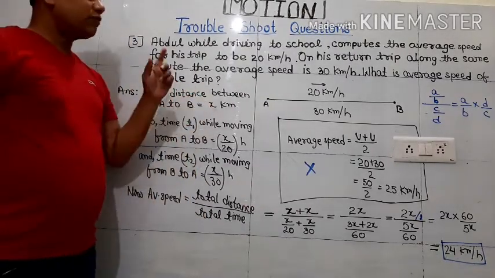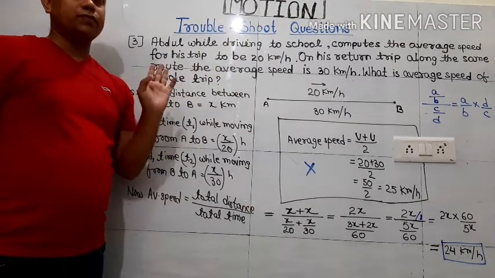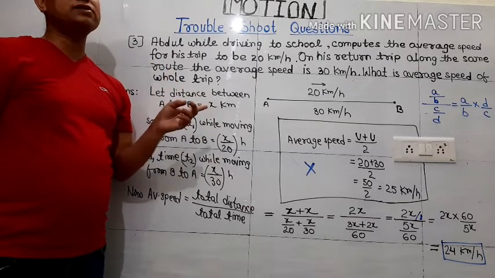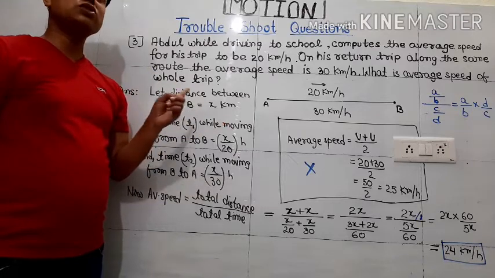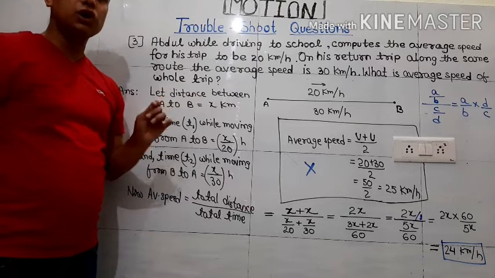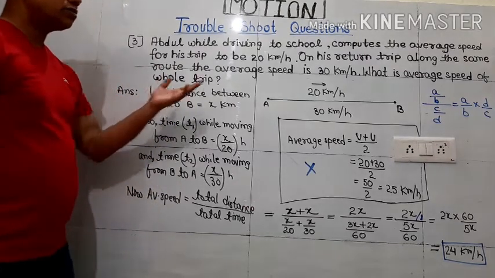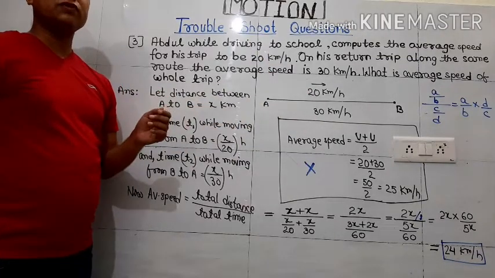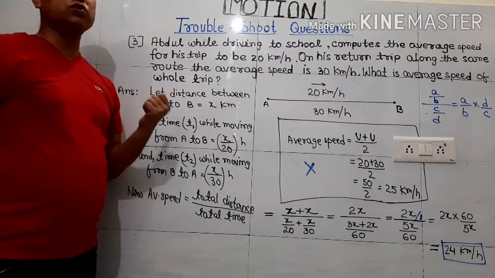First of all, what we have to find out? We have to find out the average speed of the whole trip. So for getting average speed of the whole trip, we have to manage the total distance of the whole trip as well as the total time of the whole trip, because average speed is the total distance upon total time of the whole journey. Now, since only the speed is mentioned in both the paths, first of all, we will imagine some distance between school and home.